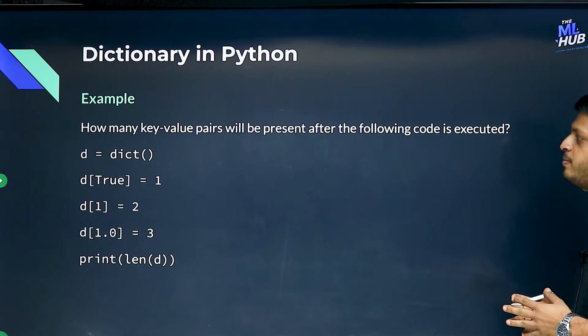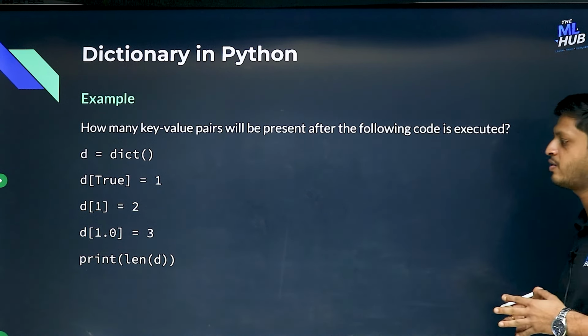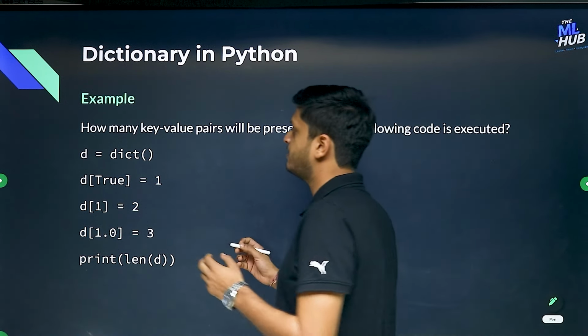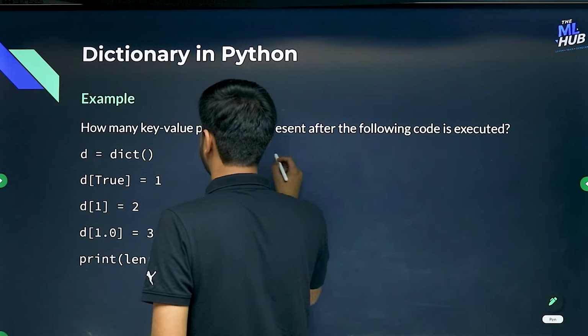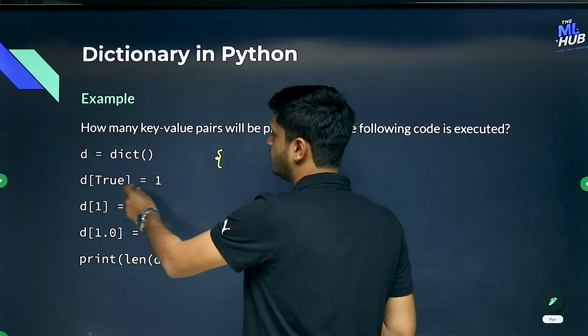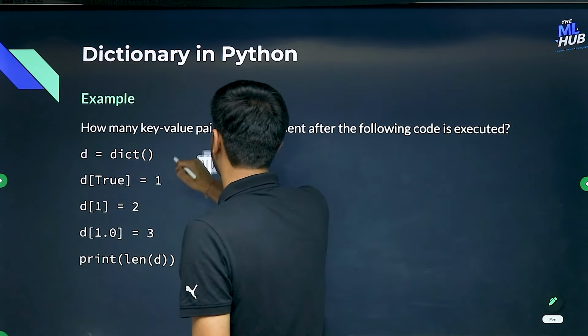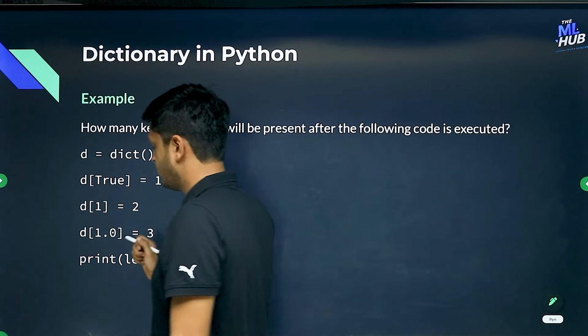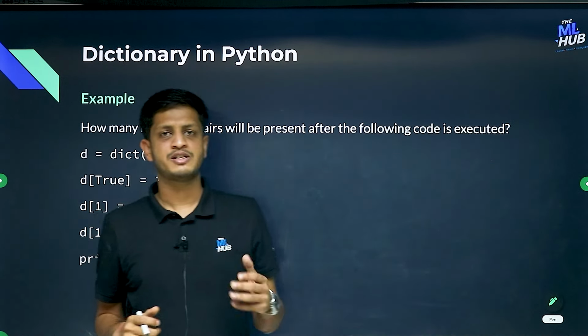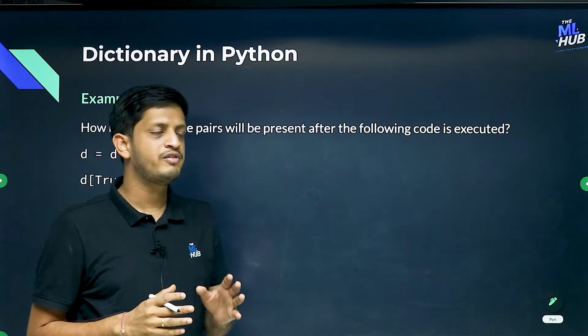Next, how many key value pairs will be present after the following code is executed? So we have created an empty dictionary here. D is an empty dictionary. And we have said D of True is equal to 1. So here is a very important concept. This is an advanced level concept. You can skip this question if you want. In the demo, we will see that.